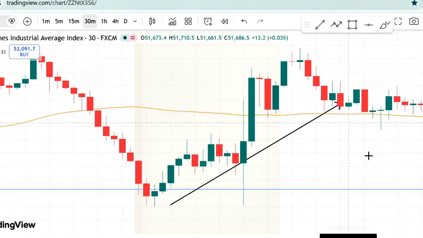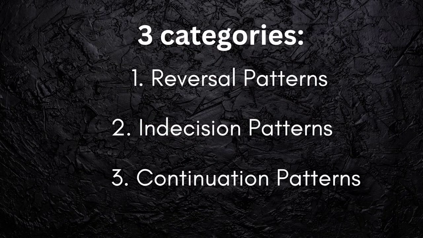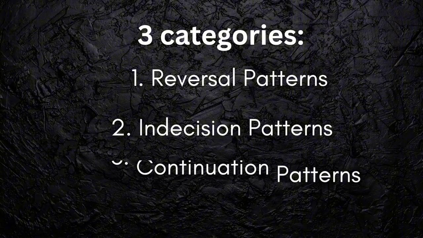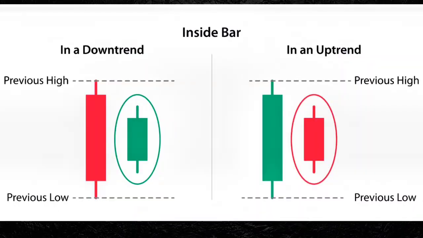So category number 3, we will be talking about continuation patterns. All right, the continuation pattern, which is the inside bar. And let me show you guys how it looks like. A smaller candle inside a big one. I'm understood, meaning the market is consolidating, preparing for a market break. Just have it at the back of your mind.